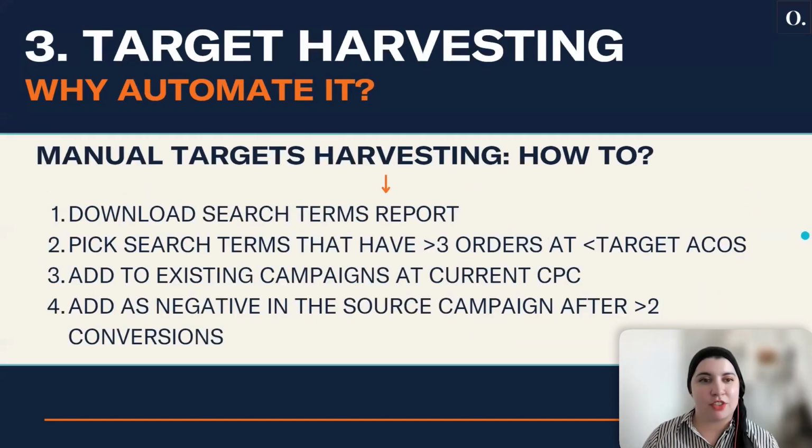The next type of automation is target harvesting. So why is it important to automate harvesting for targets? At the moment, we have a very, very long process of doing that. You will have to go through the hassle of downloading search term reports, skimming through them, and picking the targets that have performed well and adding them to the relevant campaigns. This is something that would take some time, especially if you have a very broad catalog. Luckily enough, the Amazon PPC automation tools let you set up your own harvesting rules.